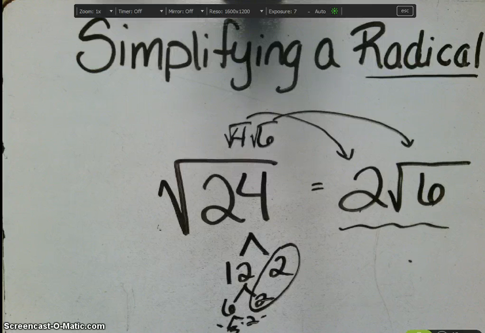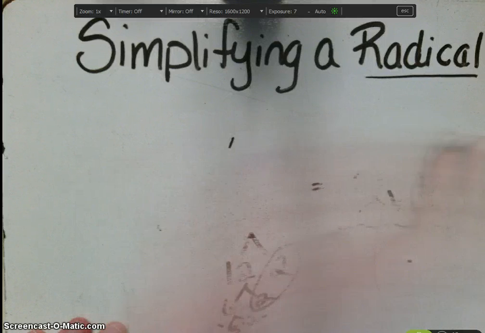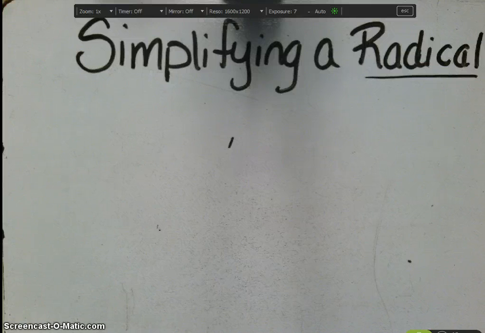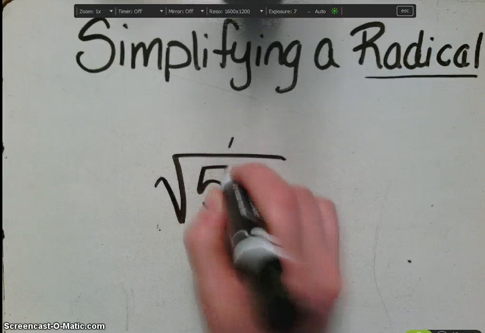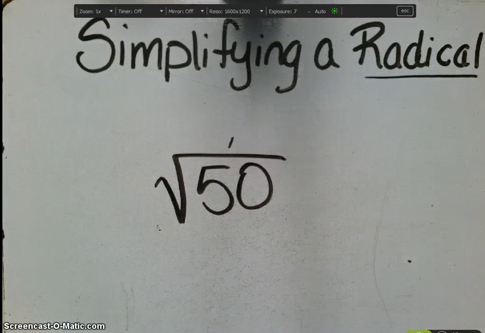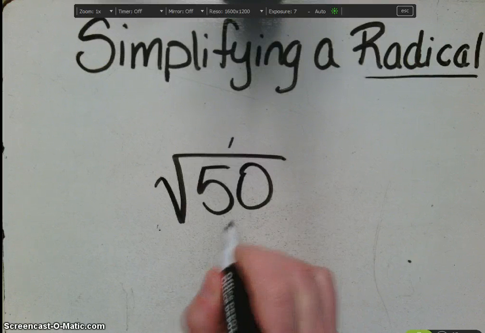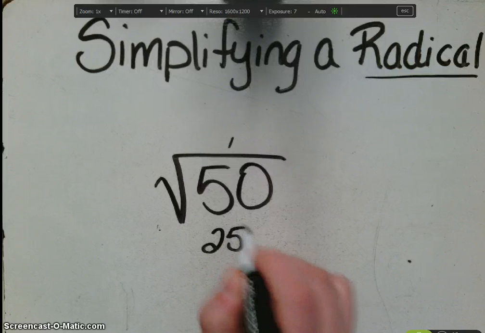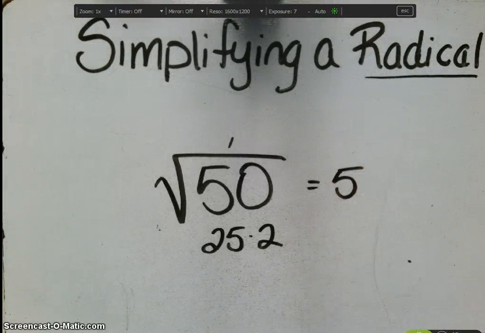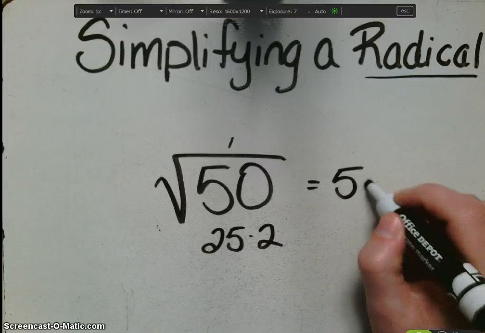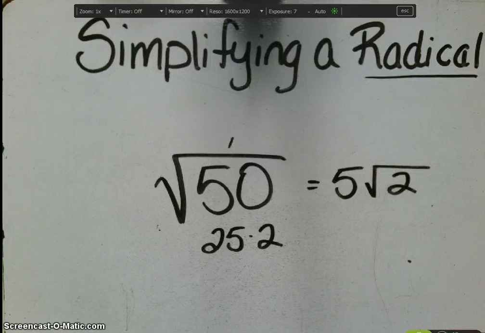I'll do one more. Radical 50. I know that there's a perfect square in 50 because I know it breaks down to 25 times 2. So I could go right from here and say, okay, the square root of 25 is 5. And 2 stays under the radical. So radical 50 simplifies to 5 radical 2.